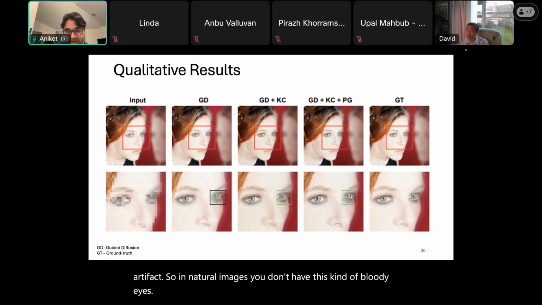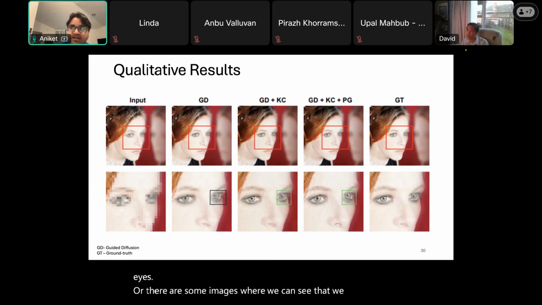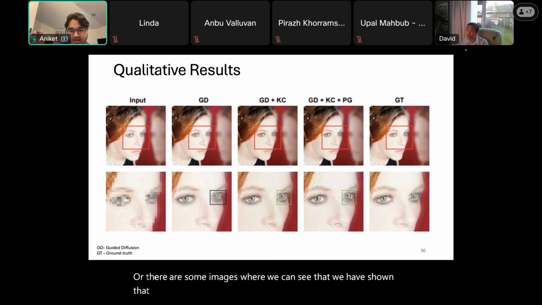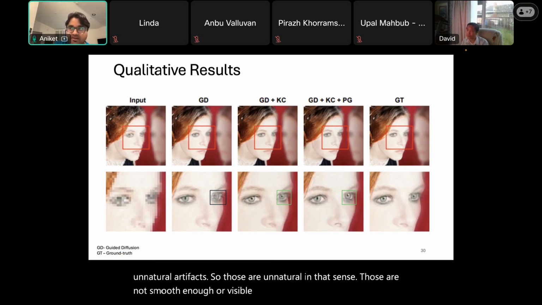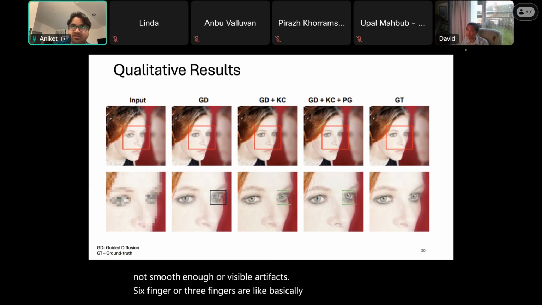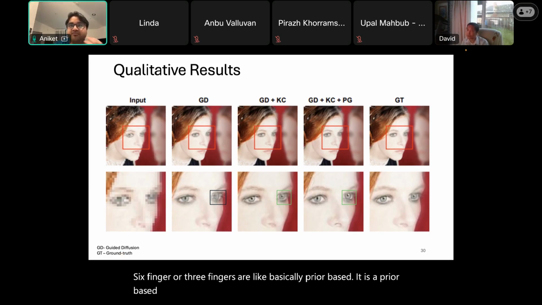There are also some images, which we have shown, with grass where there are unnatural artifacts. Those are unnatural in that sense. Those are not smooth enough, or have visible artifacts. Six fingers or 3 fingers are basically prior based. It is a prior based artifact. We have a prior that we don't have 3 or 6 fingers, but it is not unnatural in some sense, I would say.